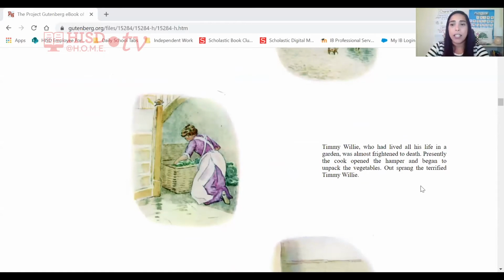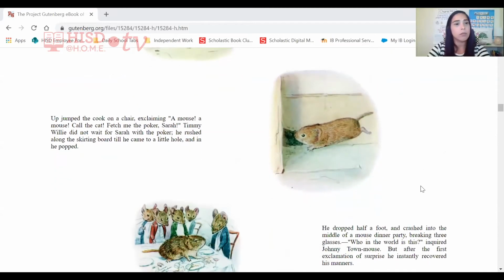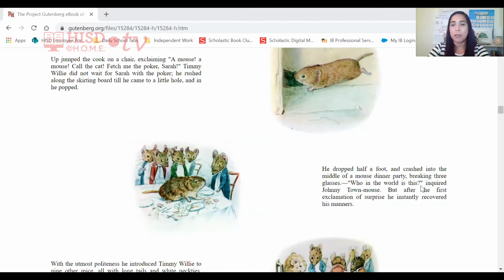Timmy Willy, who had lived all his life in a garden, was almost frightened to death. Presently, the cook opened the hamper and began to unpack the vegetables. Out sprang the terrified Timmy Willy. Up jumped the cook, and in a chair, exclaiming, "A mouse! A mouse! Call the cat! Fetch me the poker!" He rushed along and skirting board till he came to a little hole, and in he popped. He dropped half a foot and crashed into the middle of a mouse dinner party, breaking 3 glasses.